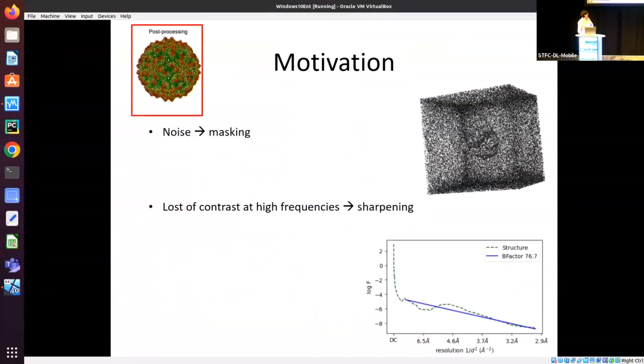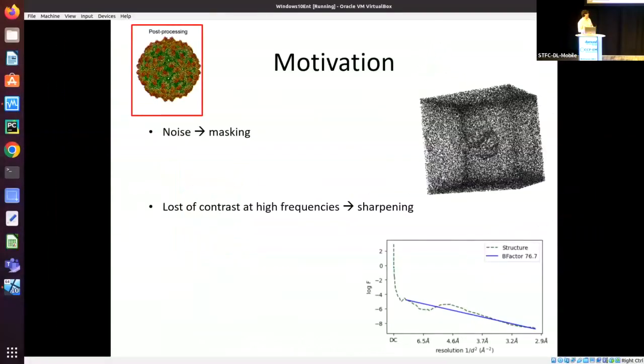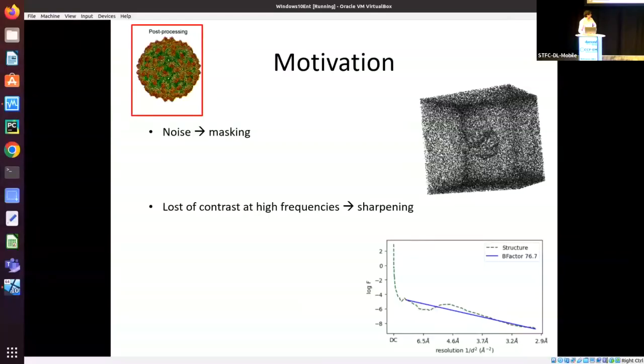Why? Well, there are at least two reasons. First of all, there is noise in your maps, and perhaps it is less noisy than the particles, but still, when you are looking at low resolution regions in your map, it is sometimes difficult to distinguish noise from signal. And also, it is well known that maps exhibit loss of contrast at high frequencies. And this is the kind of thing that is generally dealt with by sharpening approaches. And there are many different sharpening approaches.